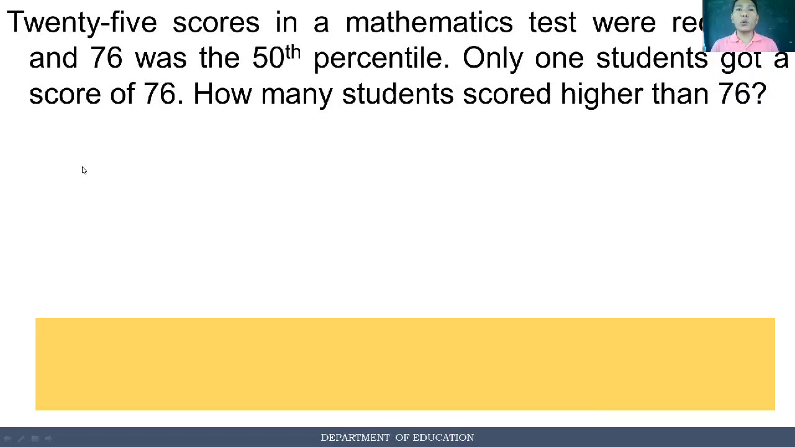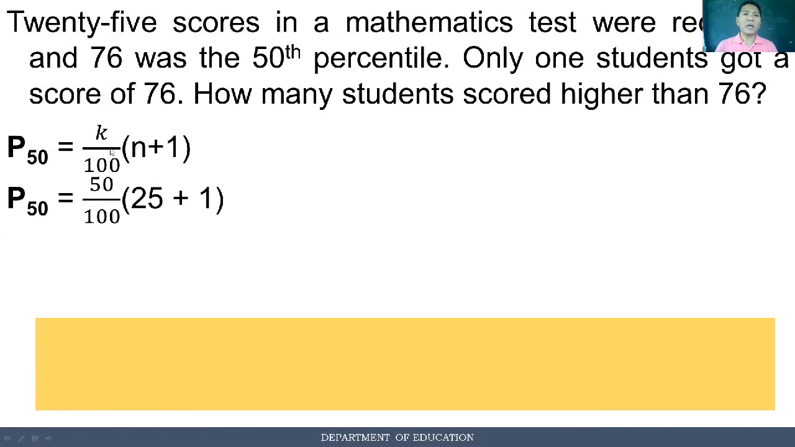Out of 25 scores, we will use this formula: P sub k is equal to k over 100 times the quantity of n plus 1. This is how we locate the position of the 50th percentile. So k is equal to 50 and n represents the number of scores. How many scores were recorded? There are 25.